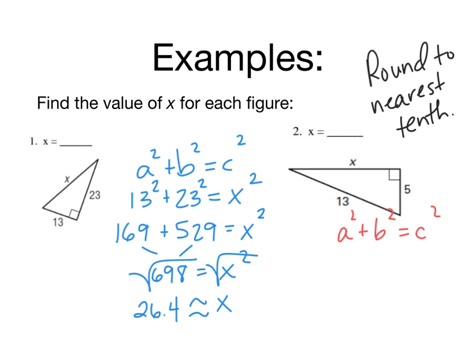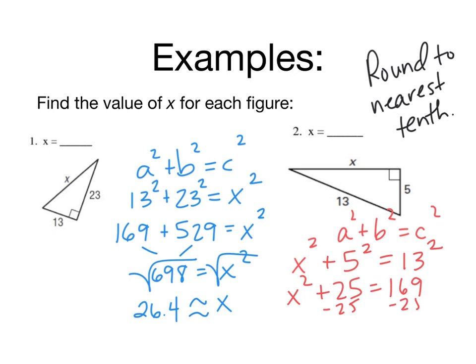Since we don't know one of the legs, I'm going to change a to x, because x is one of the legs of my triangle, and b is the other leg. So I'm going to write x squared plus b, which in this case is 5 squared, equals c squared, the hypotenuse squared, which is 13 squared. So I have x squared plus 25 equals 169. This time I have to subtract 25 from each side of my equation.